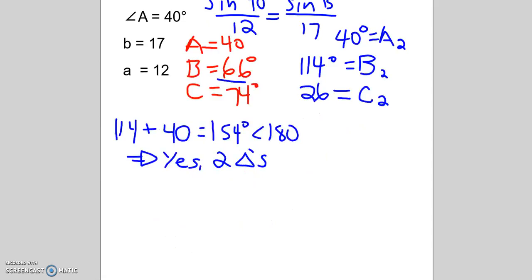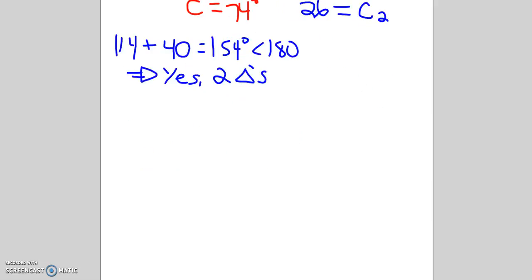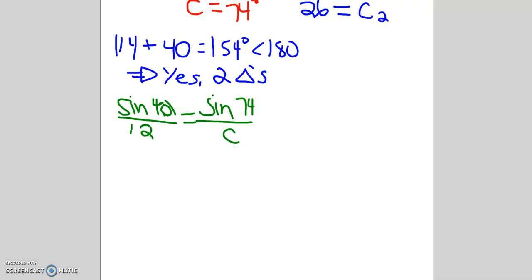of both triangles. So let's go back to our first one and figure out the side lengths of those. So we're going to use the law of sines again to figure out our side lengths, just like we've been doing. So we have the sine of 40 over 12 equals sine of 74 over C, because we need to figure out side C. And once you solve that, you will get C1 equals 17.9. And then we already know that B1 equals 17 and A1 equals 12 from our given information.